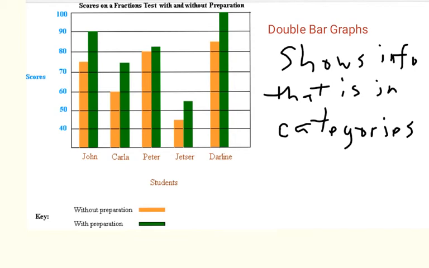Those are three elements of a display: a title, a label on the vertical axis, and a label on the horizontal axis. Those are all important. Without preparation, you can see John scored about a 75, and with preparation he was up to a 90. A distinguishing feature of a bar graph is that if it's a double bar graph, there's no space between the two bars, but there's always a space between the bars in a bar graph.